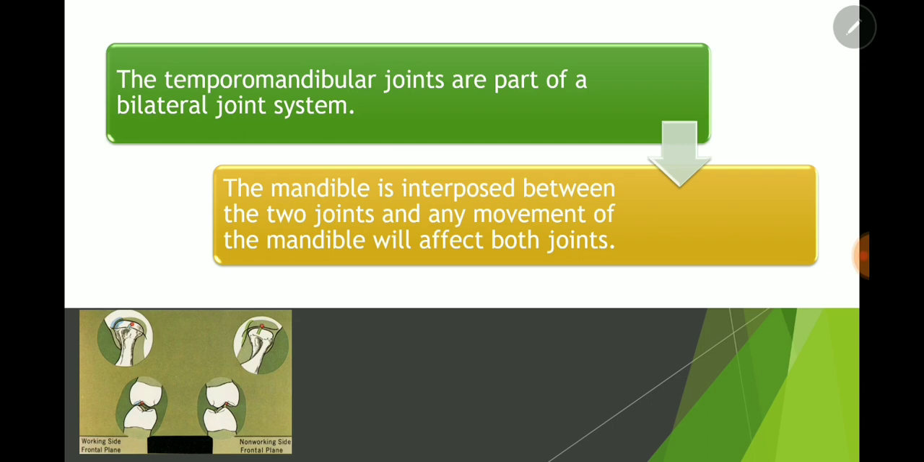The temporomandibular joint is part of a bilateral joint system. Remember, this joint is complex because it is the only joint in the body whereby if you affect one side, the other side is also going to be affected. The left and right TMJs work together in unison, and the mandible is interposed between the two joints, so any movement of the mandible will affect both joints.